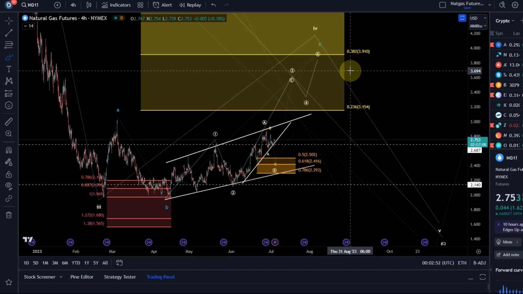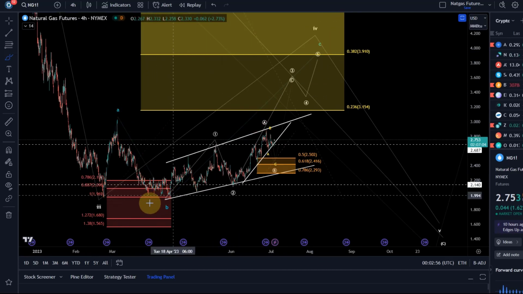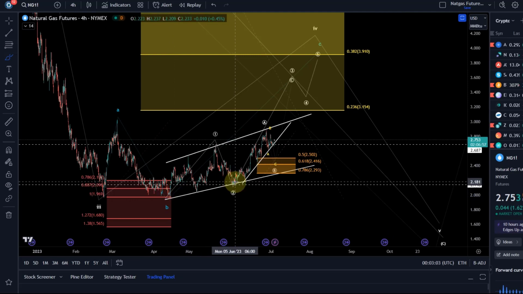A C wave can be such a diagonal. And overall, this ABC structure here seems to be a flat structure because the B wave came down quite deep. And I think on the spot chart, it did even overshoot it to the downside. This here is the futures chart. So yeah, we're still here looking for higher in the C wave.